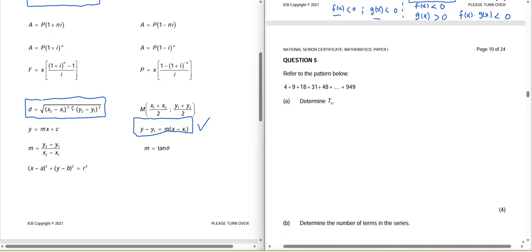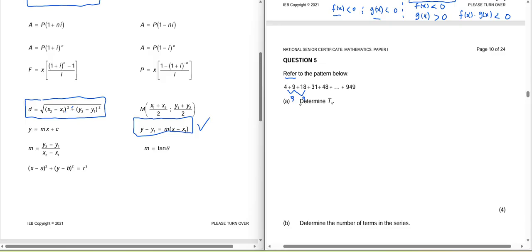Now we go to question 5. Question 5 is saying refer to the pattern below: 4, 9, 18, 31, and so on. Now you ask yourself, which pattern is this? Now we need to find out. 9 minus 4 is what? It's 5. 18 minus 9 is 9.